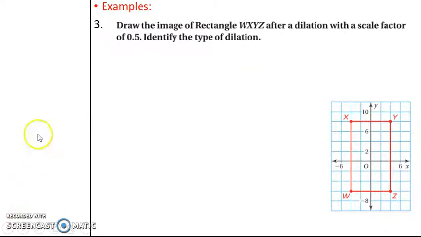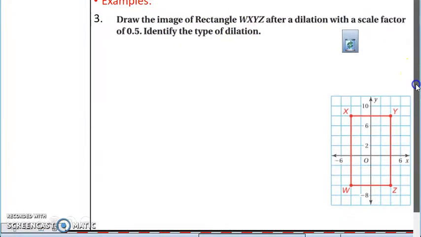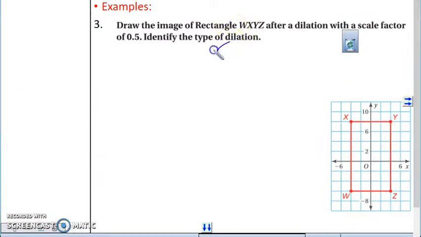Draw the image of the rectangle WXYZ after a dilation with a scale factor of 0.5. Identify the type of dilation. When it says identify the type of dilation, we're talking about the two different types: is it big or small? First we're going to get the ordered pairs so that we can dilate by 0.5. We're going to make it half the size, because remember, 0.5 also means half.